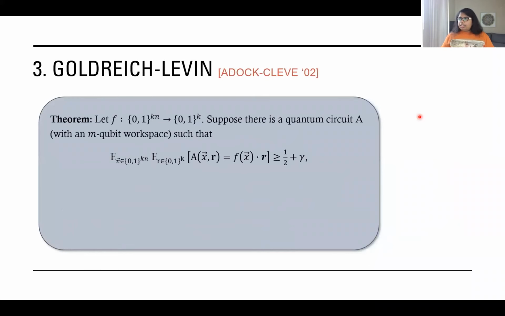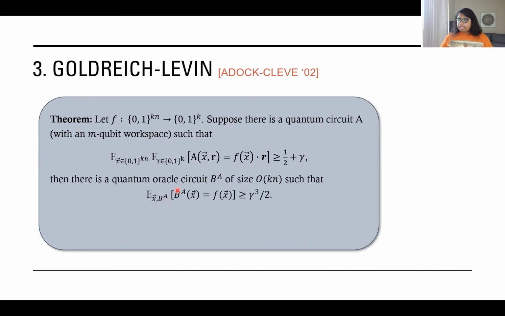The next thing is reconstructing the step of Goldreich-Levin, and this result basically comes from Adcock and Cleve in 2002, which says that if there is a quantum circuit A with an m-bit workspace that can take some random string r and this input x, and compute f of x times r with correlation half plus gamma, so we can do it with probability at least half plus gamma, then there is a quantum oracle circuit that can compute just f of x with probability at least gamma cubed over 2.